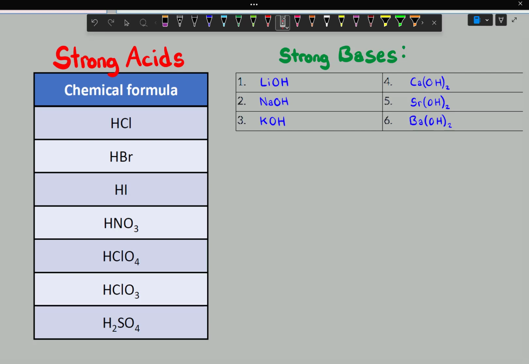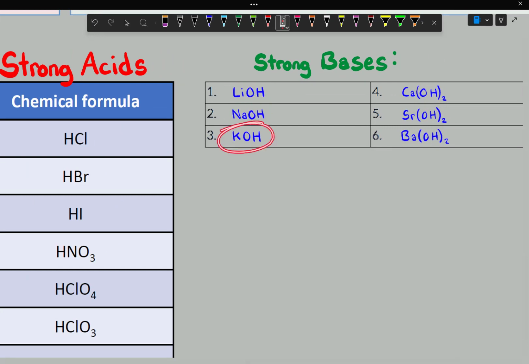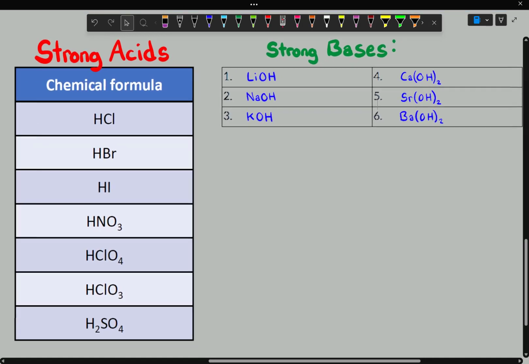For our strong acids, we have hydrochloric, hydrobromic, hydroiodic, nitric acid, chloric acid, chlorous acid, and sulfuric acid. For bases, we have lithium hydroxide, sodium hydroxide, potassium hydroxide, calcium hydroxide, strontium hydroxide, and barium hydroxide. So those are the ones you're going to want to look out for.